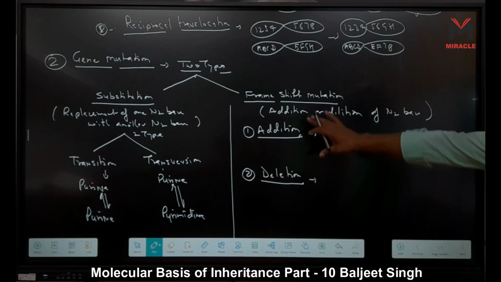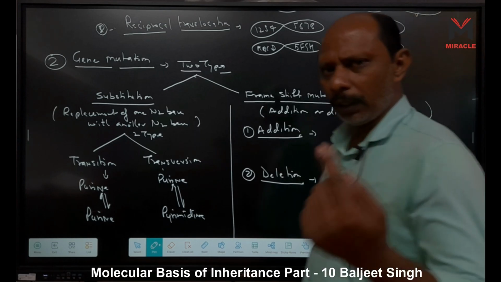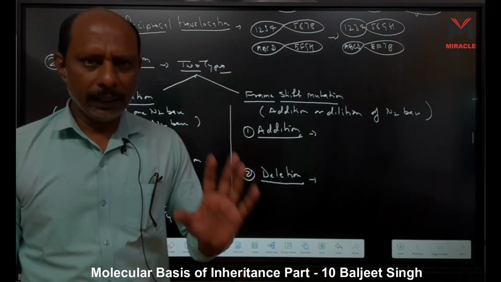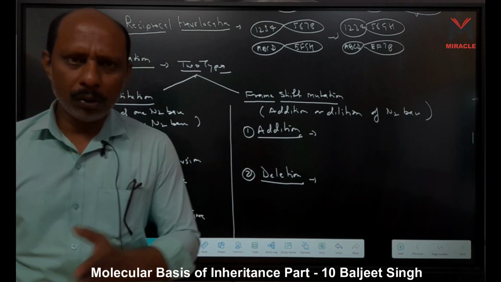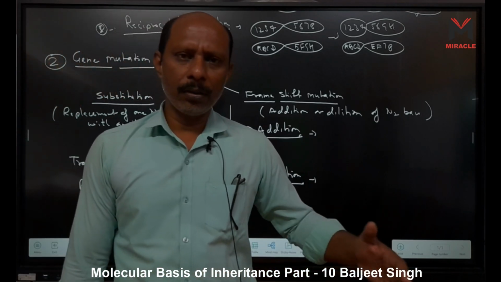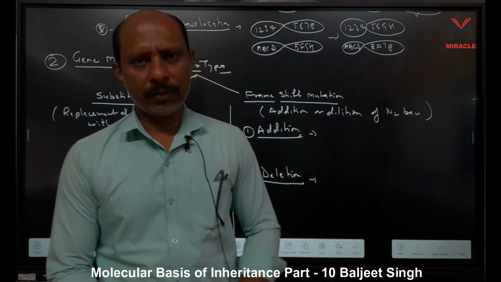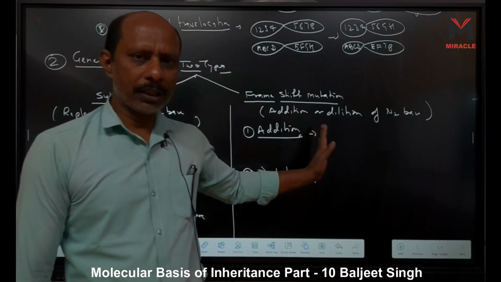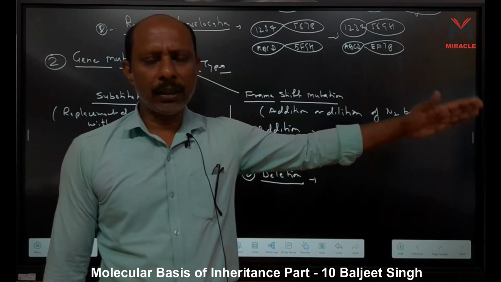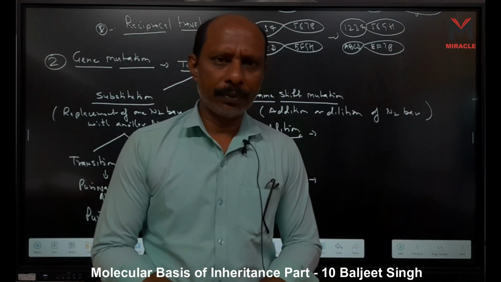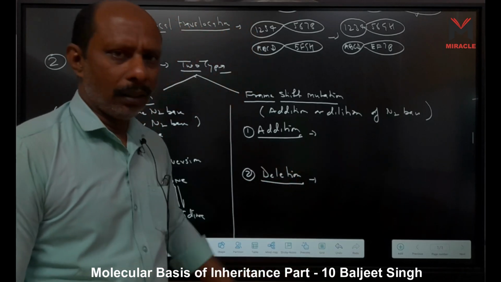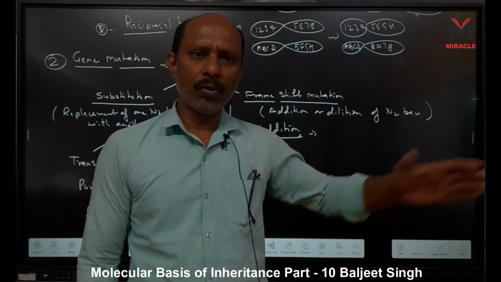What is deletion? We know if one or two nucleotides are deleted, then what happens? The genetic code is changed. Just after this addition or deletion point, all the genetic codes are changed. That is called frame shift. If one or two are added, also the total number of genetic codes are changed.